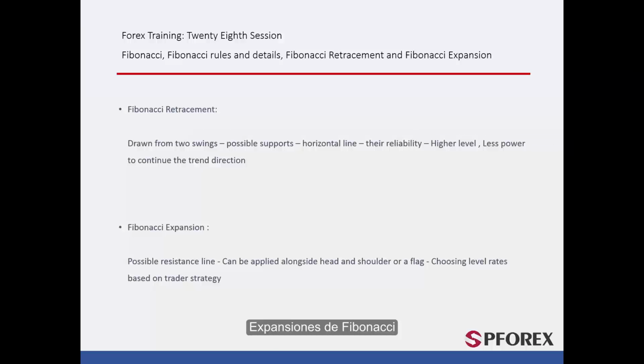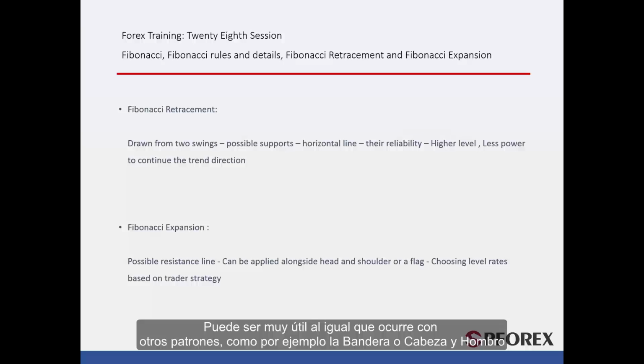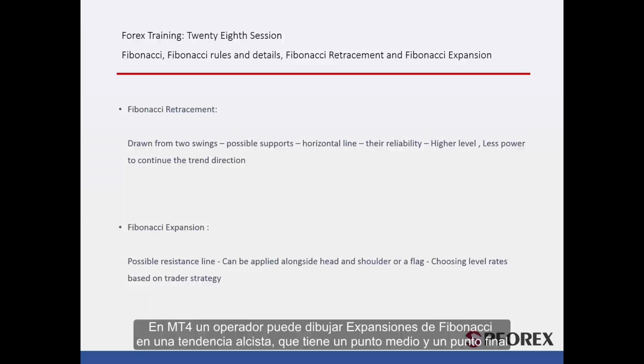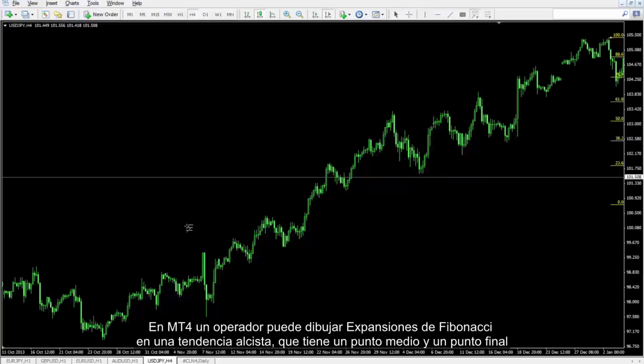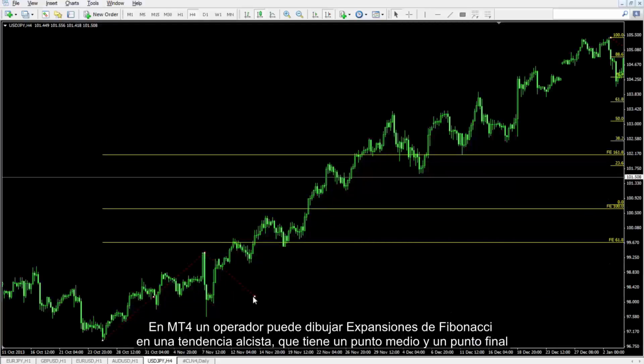Fibonacci expansions. Fibonacci expansions indicates probable resistances against current market trend. It would be useful alongside of some patterns such as flag or head and shoulder. Level rates can be defined on the basis of strategies a trader chooses. On MetaTrader 4, a trader can draw a Fibonacci expansion on an uptrend which has a middle and end points.